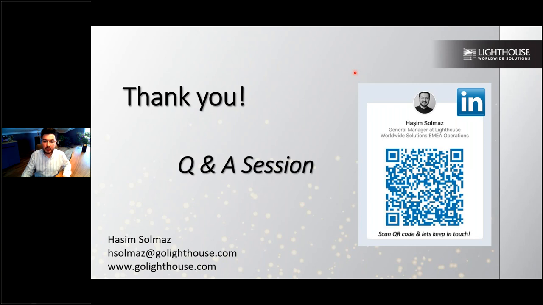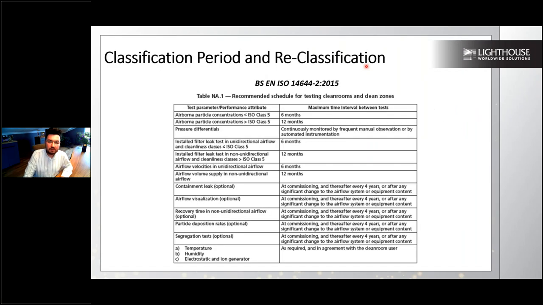But as a starting point, as I described here, I really find this useful table, National Annex 1 from the BS EN. It's a good point to start with.